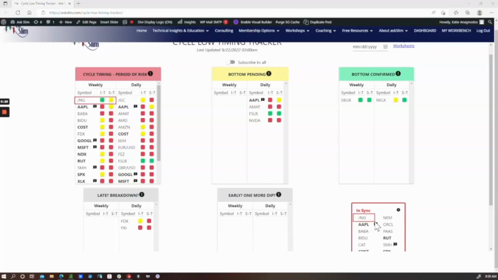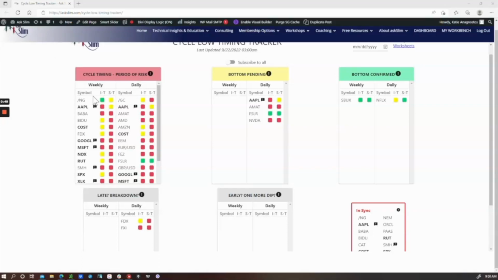cycle low timing tracker. Now, the first box is where we put symbols that are in their cycle timing windows, whether on the weekly chart or on the daily chart. /NG is in its cycle timing window on the weekly chart, and I'll be showing you that shortly.